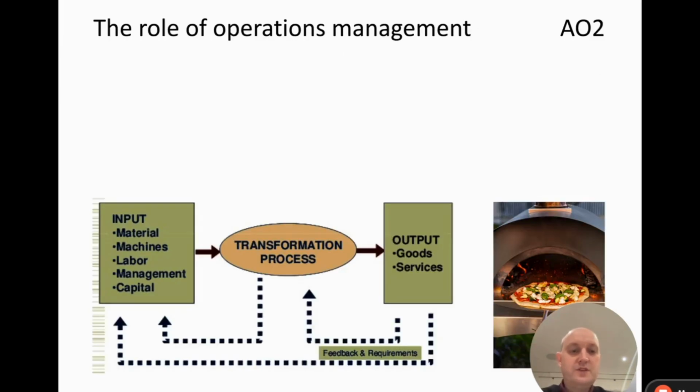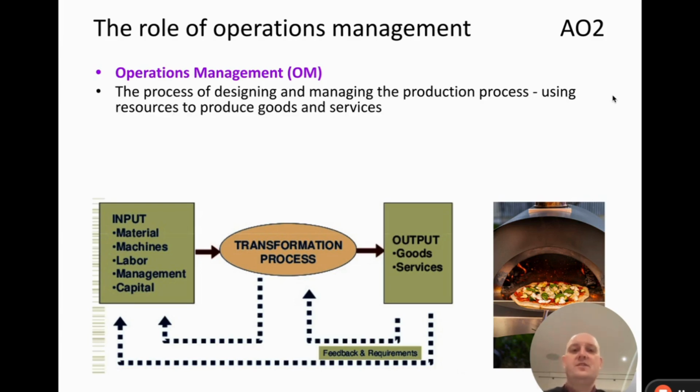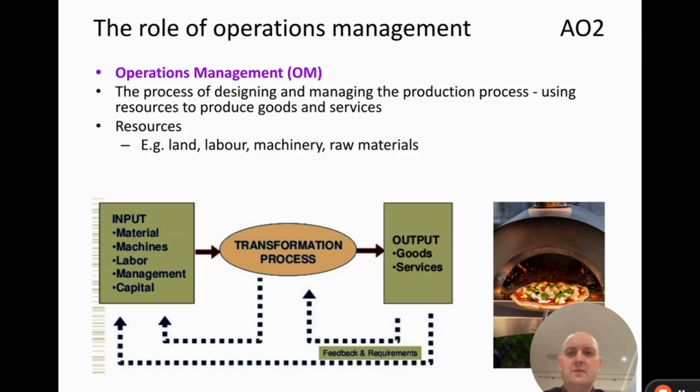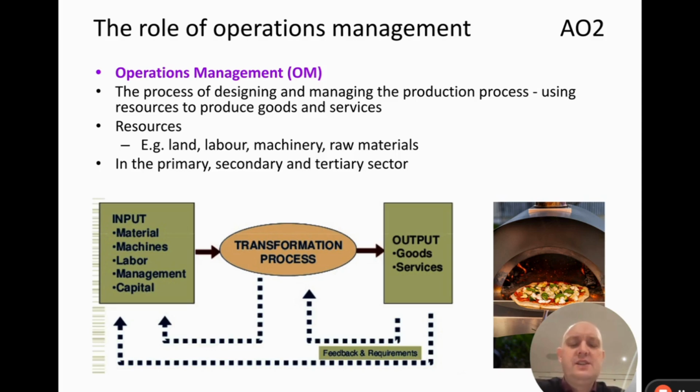So the first thing we want to do is define operations management. Operations management is the process of designing and managing the production process, so using resources to produce goods and services. Again, here we can define resources. We did this in an earlier chapter, but resources are things such as the land we use, labor, the machinery used, raw materials, etc. And these are across the primary, secondary, and tertiary sectors. So in a nutshell, operations management is just producing goods and services, the management of that production process.